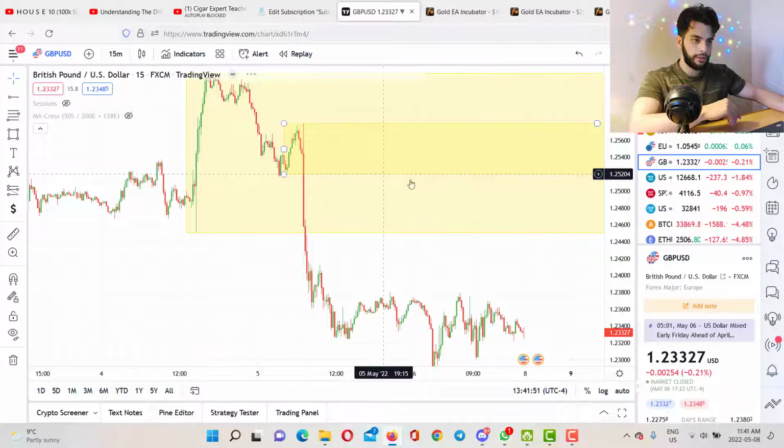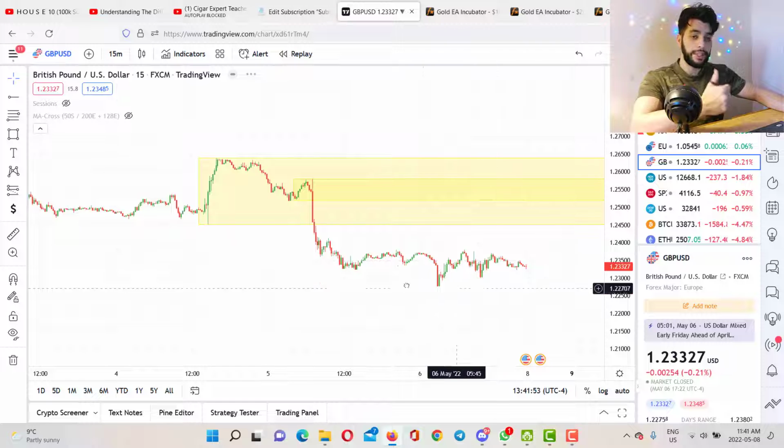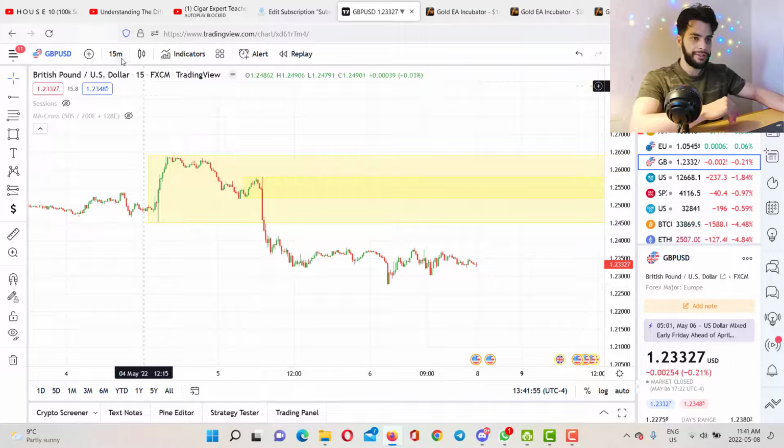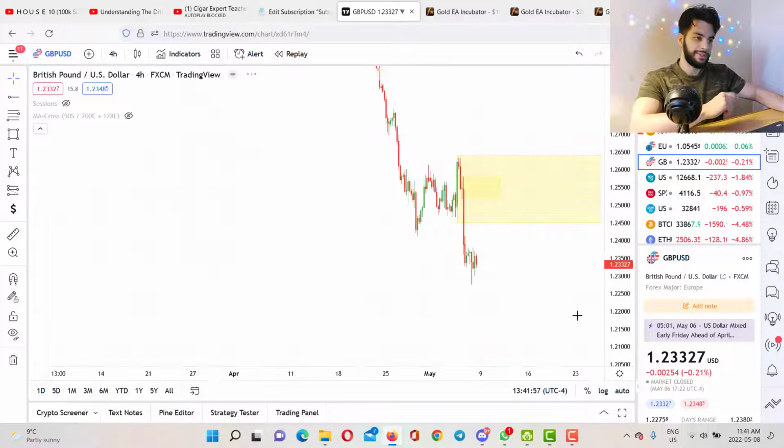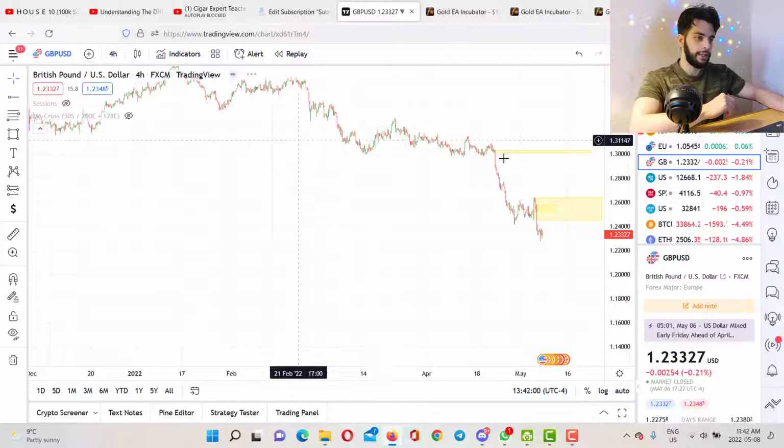No, it's actually not that clear in the 15-minute time frame. It's actually daily, 4-hour, 1-hour, which is exactly in the middle. So we'll see what happens on GBPUSD, but so far we have a bearish trend, definitely bearish.